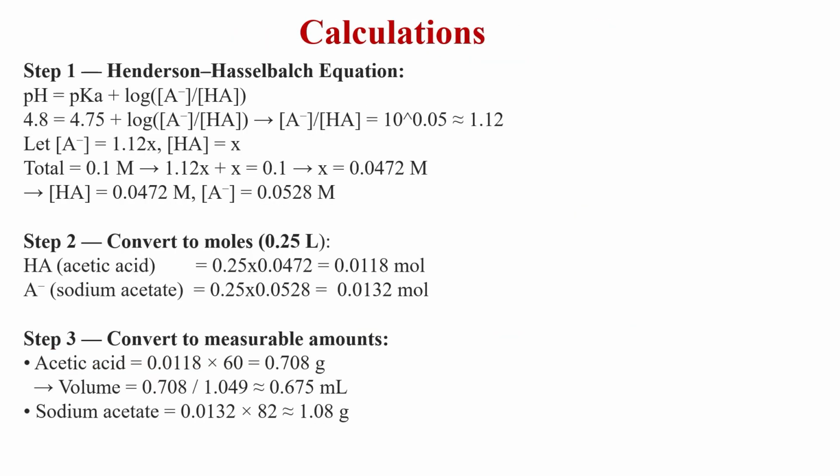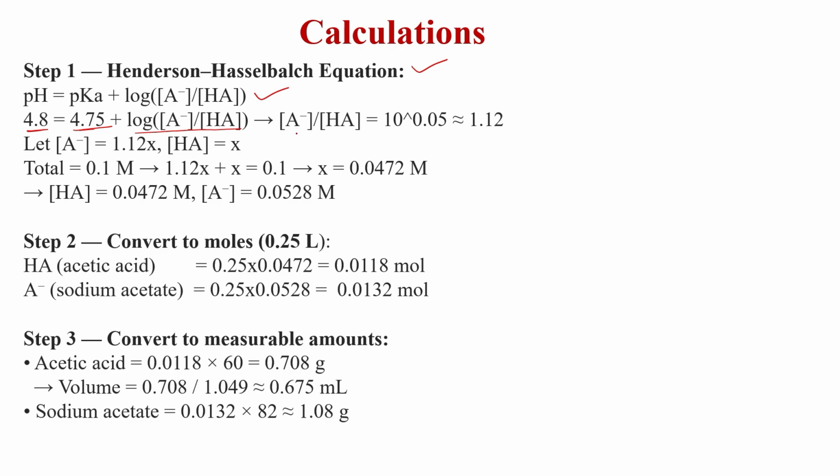Okay, let's start. Always when we perform buffer calculations, we make use of an equation known as the Henderson-Hasselbalch equation. It is given by pH equal to pKa plus log of salt by acid, or we can say conjugate base by acid. Now pH is given as 4.8, and pKa, that of the weak acid, acetic acid, is given as 4.75, plus log of salt by acid.